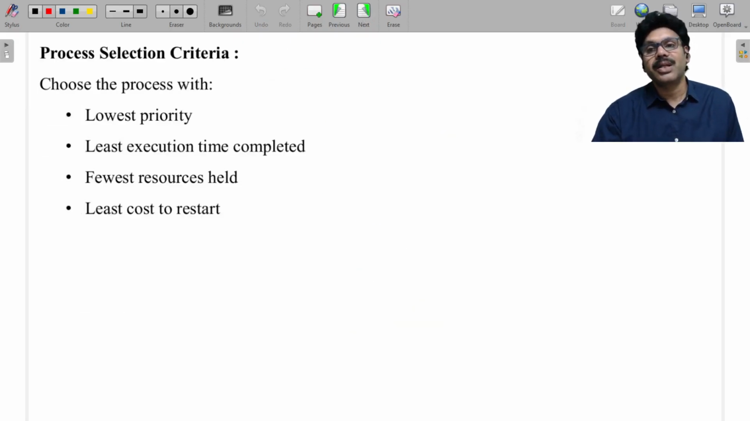The process selection criteria: the lowest priority process can be killed. The process with the least execution time completed, you can also kill it. The process holding fewer resources, you can also kill. And the process with the least cost to restart, you can also kill.